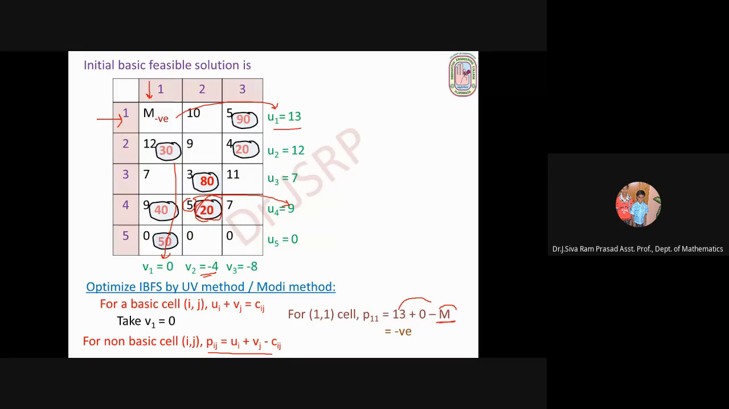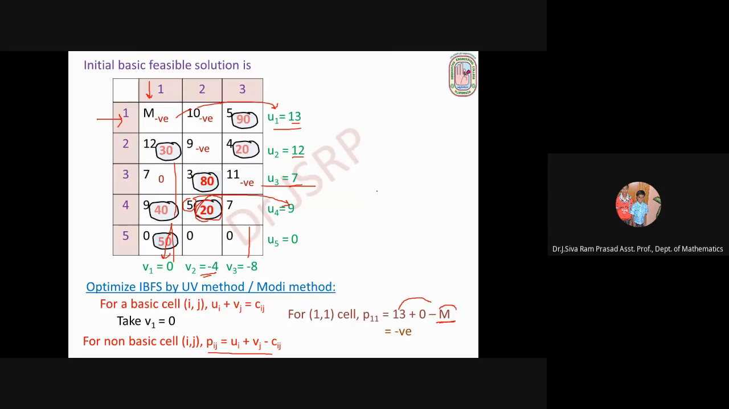Similarly, calculate P12. For this P12, U value 13 plus V value minus 4, 13 minus 4, 9 minus 10, minus 1, so negative. Similarly, for this value, U value 12 plus V value minus 4, that is 8 minus 9, minus 1, so negative. For 3-1 cell, the corresponding U value 7 plus V value 0, 7 plus 0 minus 7, 7 minus 7, 0.